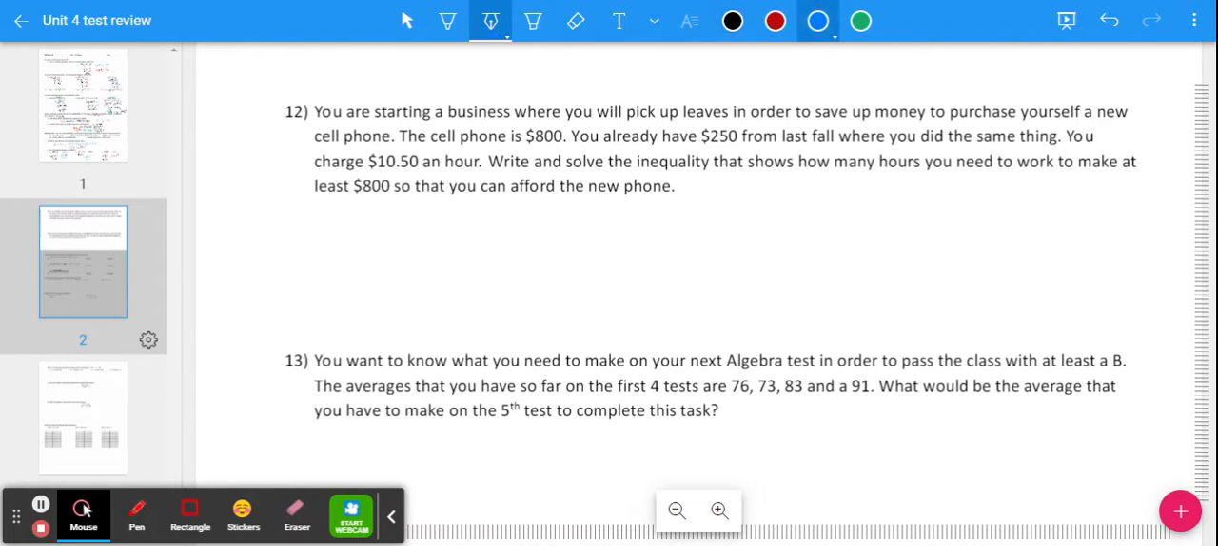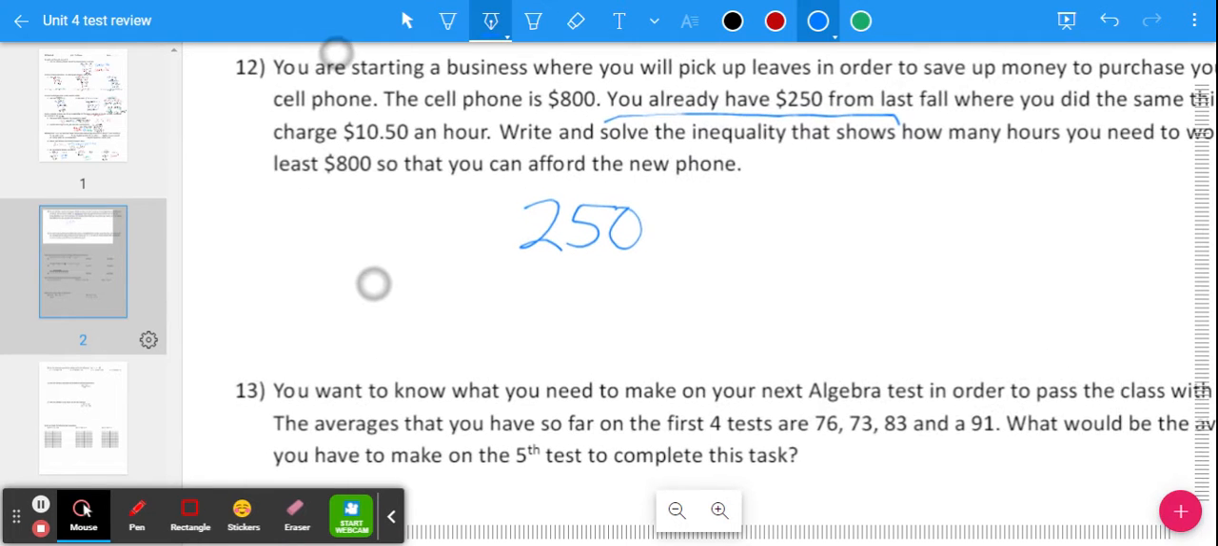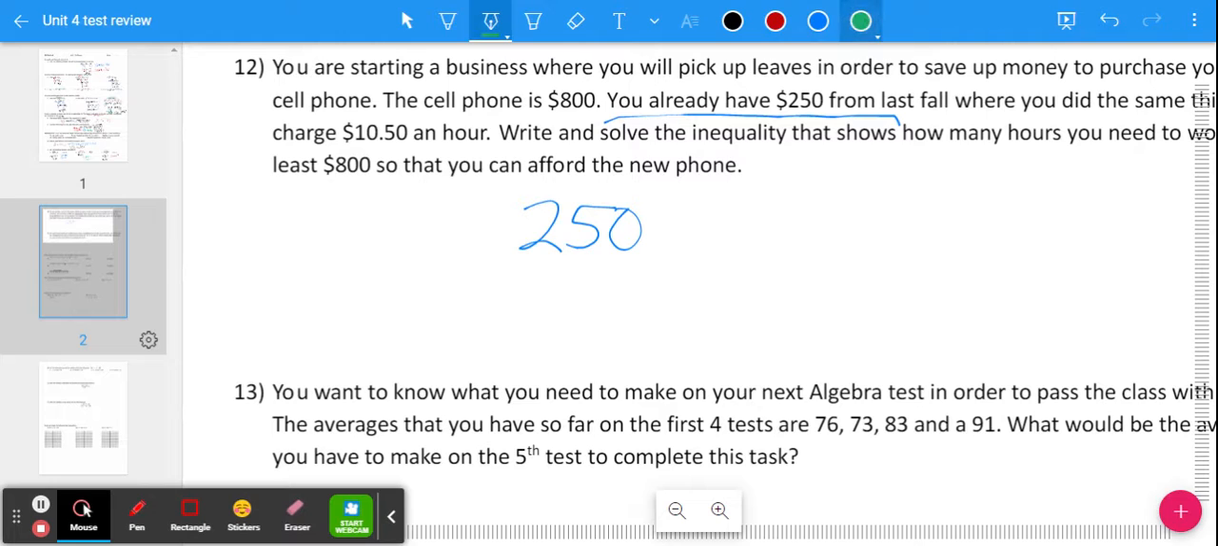So we know you already have 250. So you're beginning with the 250. That's your y-intercept. So then you charge $10.50 per hour. Remember, per, each, every. That's your hint that it's your rate of change. So we're also adding on $10.50 per hour. So there's your X. Because if you work 1 hour, you get $10.50. If you work 2 hours, you get $21. If you work 3 hours, you get $31.50, etc. So that's your rate of change.